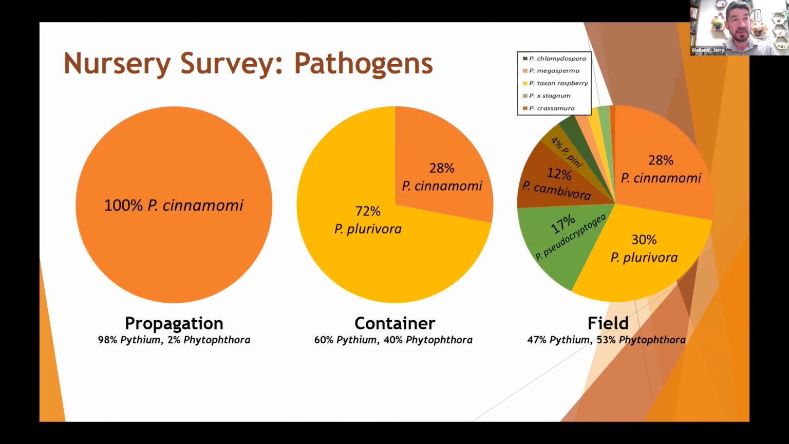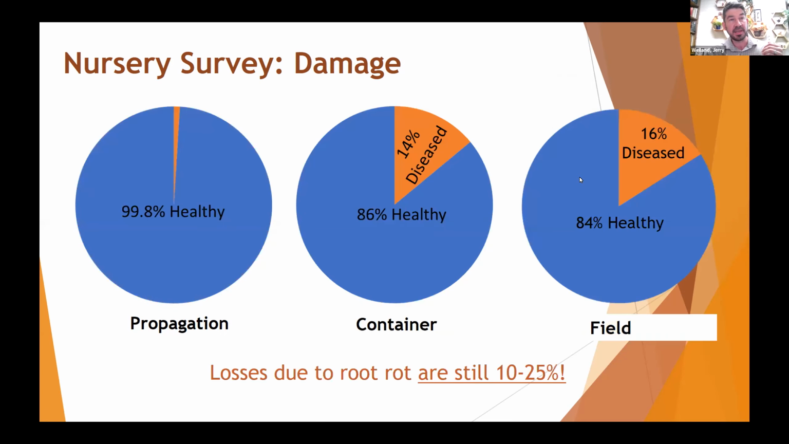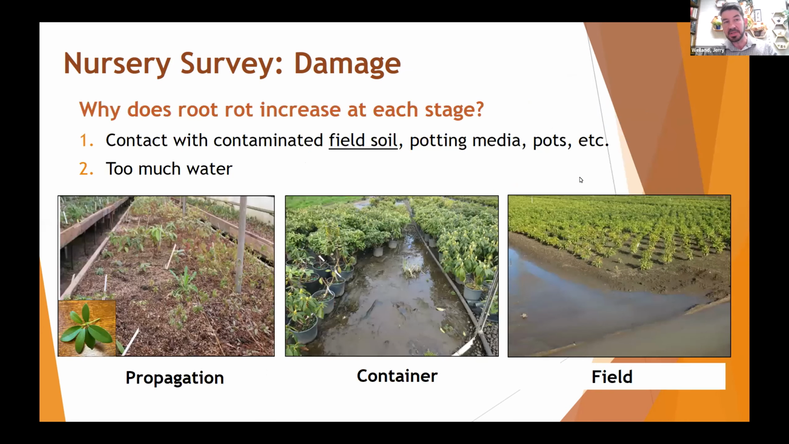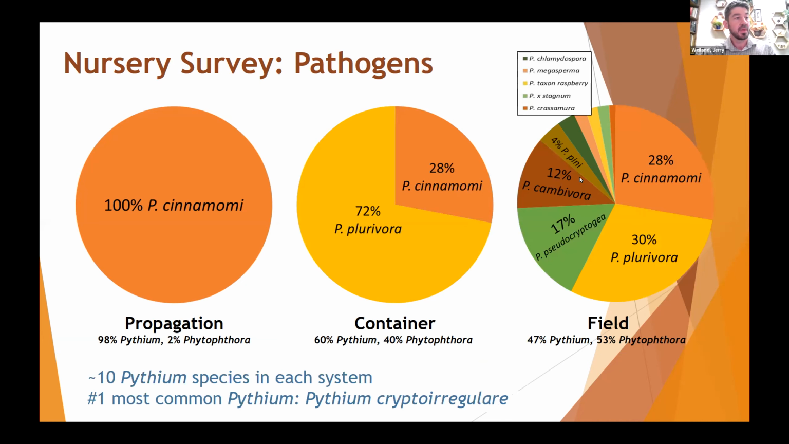Compare that now to the field, where suddenly we have 10 different Phytophthora species. Again, plurivora is still slightly more commonly encountered than cinnamomi, but you have this whole slew of other species coming in. And if you think back to the damage slide, we're seeing a correlation between the amount of Phytophthora that we're detecting and the number of species we're detecting and damage.